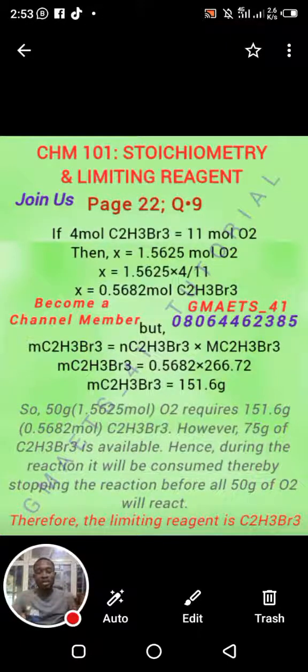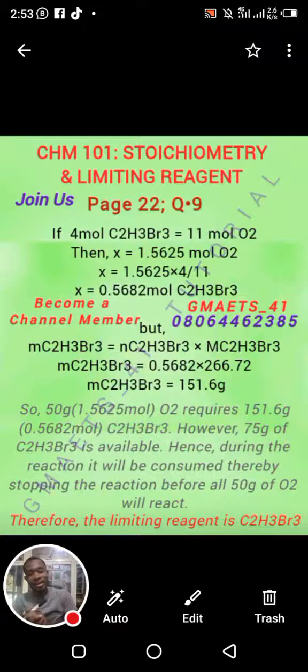So the idea is the 75 grams of the organic compound is not enough. It will be used up during the reaction. And once it's used up, oxygen is still remaining, but nothing is left to react with oxygen. The reaction will stop. So you see, that's the whole idea of limiting reagent.